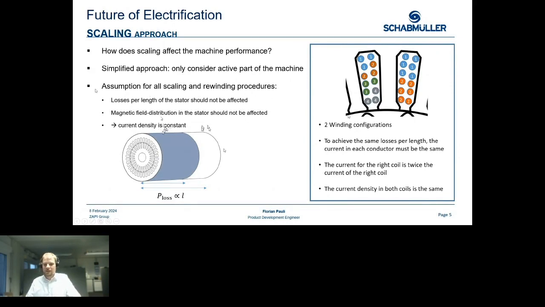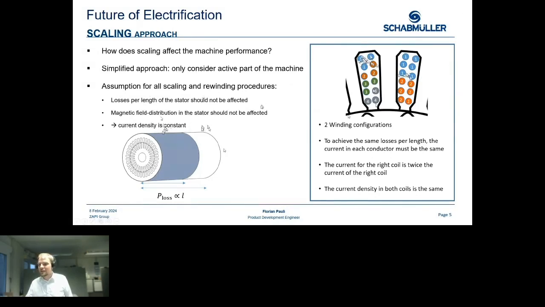Why is that so? Considering the losses per length, this can be motivated if you take a look at the right figure right here, where we have one slot with a coil with a winding number of 4 and one with a winding number of just 2. So to keep the losses the same, we need to keep the loss in each wire, so in each circle on this diagram, the same. And to do this, we need to keep the current in each of these wires the same.